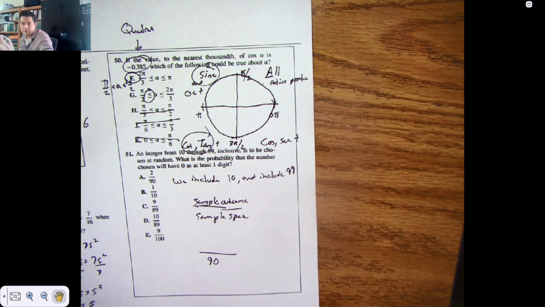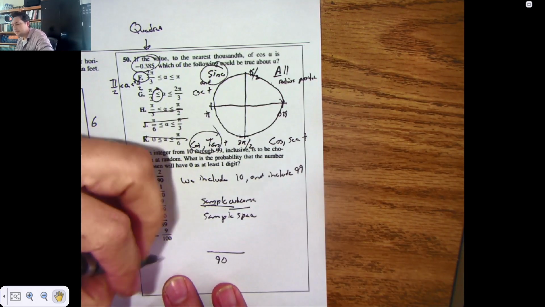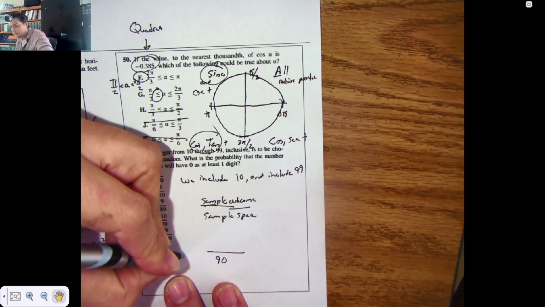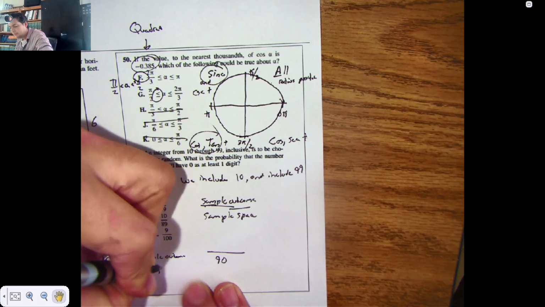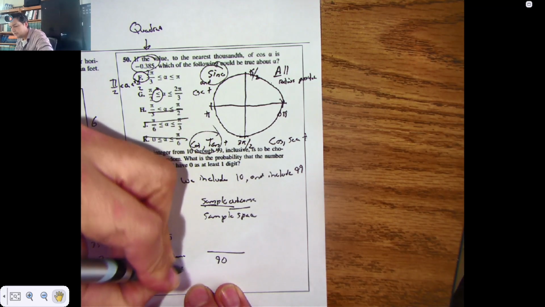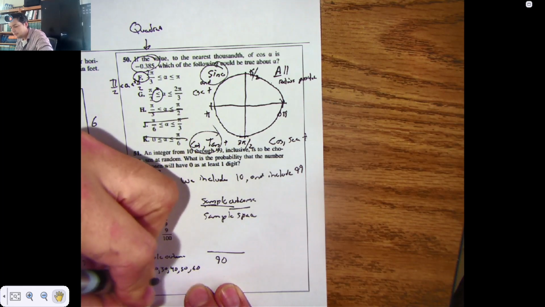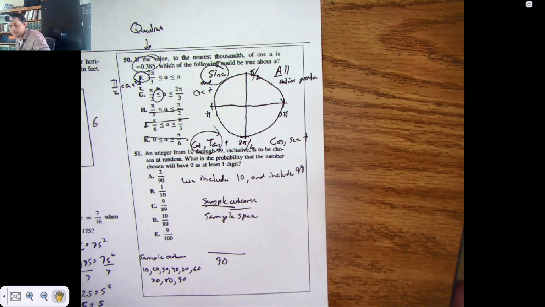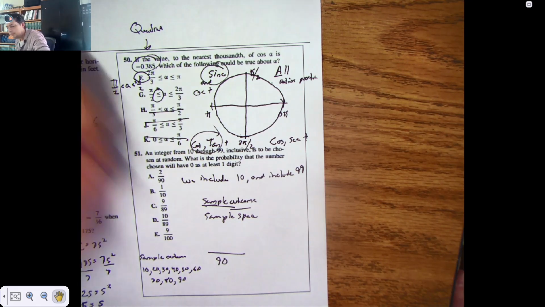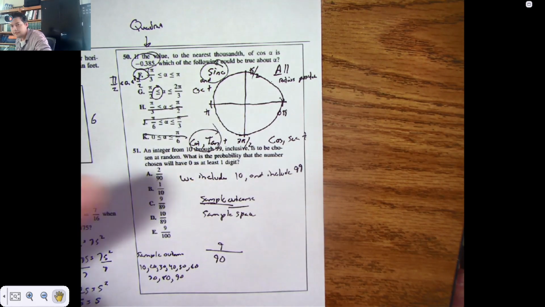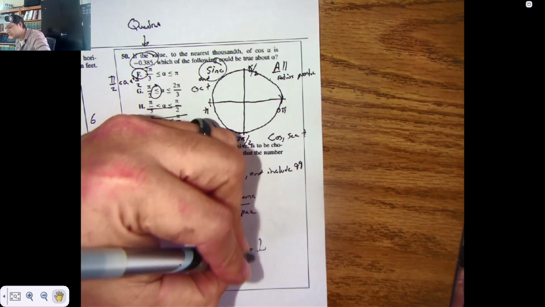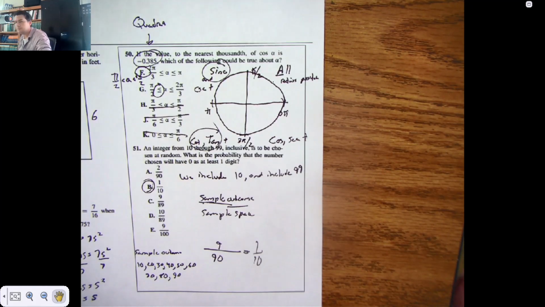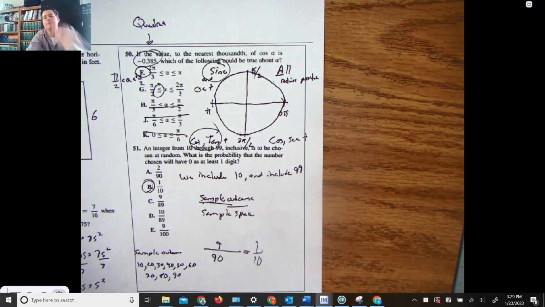Now, how many of these have 0 as at least 1 digit? So your sample outcome is going to be 10, 20, 30, 40, 50, 60, 70, 80, 90. There happen to be 9 items in that list if I'm counting right, and I believe I am. So 9/90ths, which is 1/10. Choice B. And there is homework for 7/4.